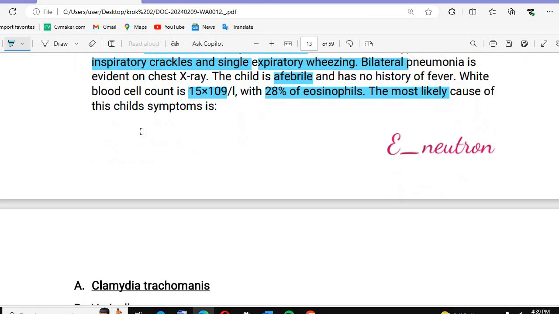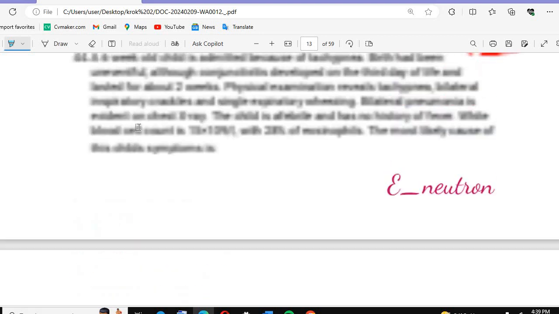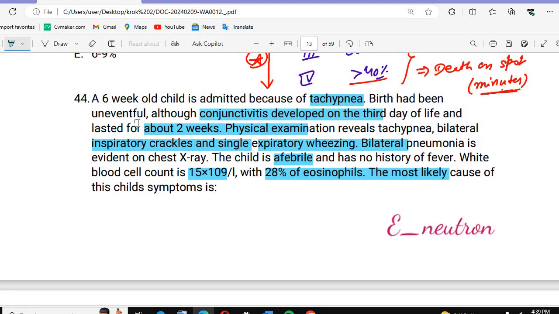This is the case of Chlamydia trachomatis. Why Chlamydia trachomatis? We know that conjunctivitis can be gonococcal, it can be chlamydial, or it can possibly be due to other conditions like chemicals. Okay, so let's discuss chlamydia and all.